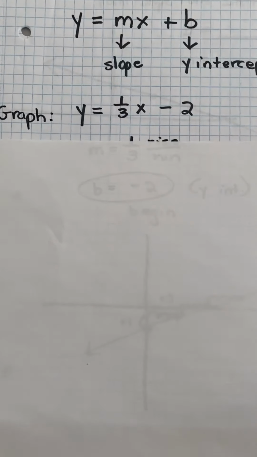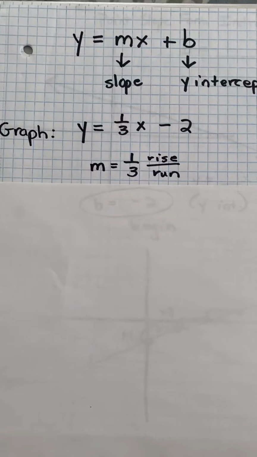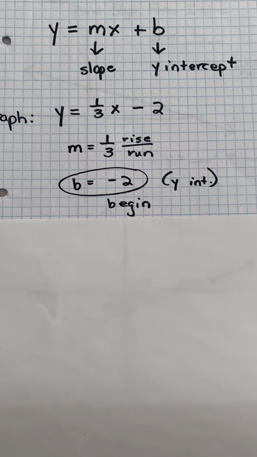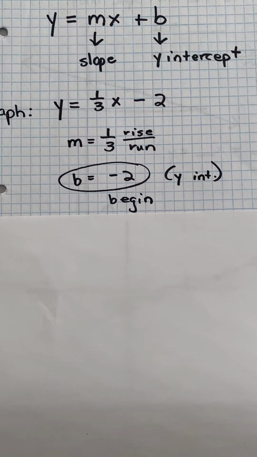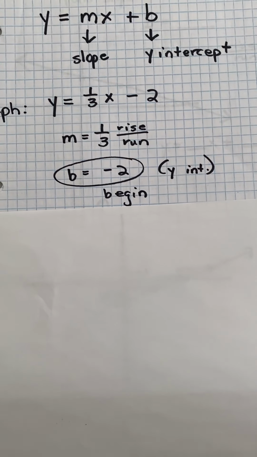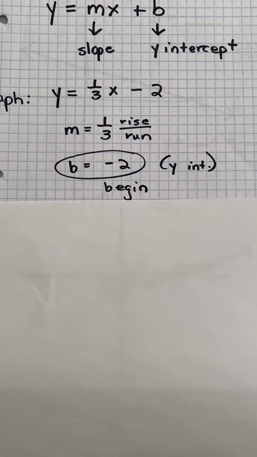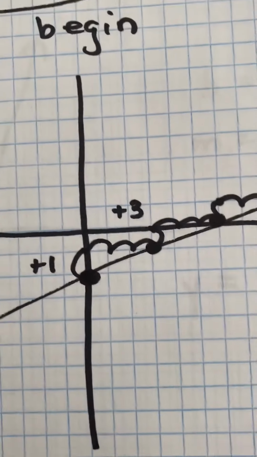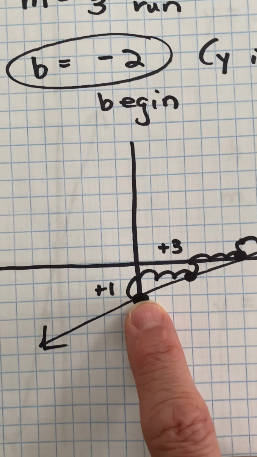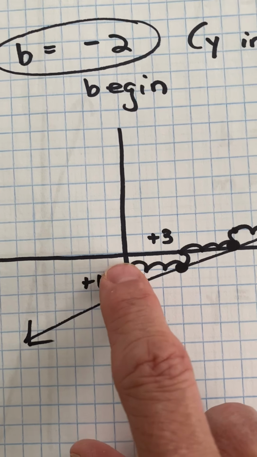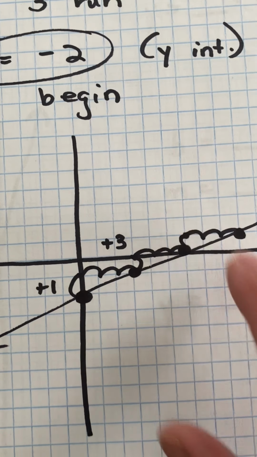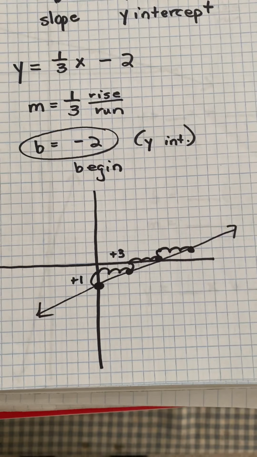First, we identify the slope, which in this case is 1/3, and we identify the y-intercept. And remember, we circled it and said this is where we begin. So the slope, 1/3, is the rise over the run, and the b, which is the y-intercept, is where we begin. To graph this, we go to where b is -2. So I go down 2, I graph -2. I go up 1 and over 3, up 1 and over 3, up 1 and over 3, and then I connect the dots and I graph the line.